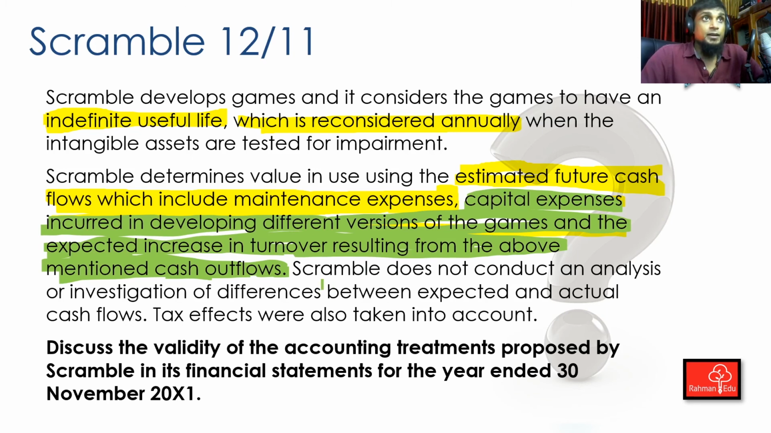Next one. Yeah, Hasib. Sir, for any kind of impairment, during the calculation of value in use, we should not take any future expenditure, either it is revenue or capital. We should not take future capital expenditure. We should take maintenance expenditure like this.